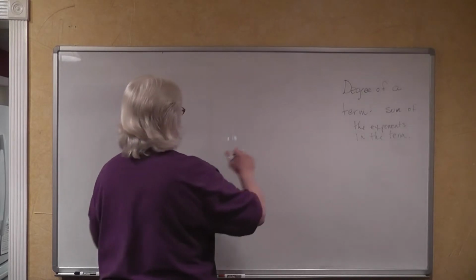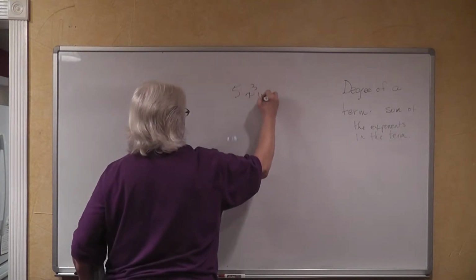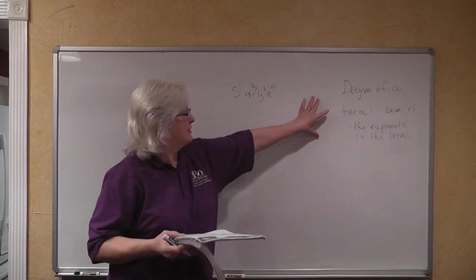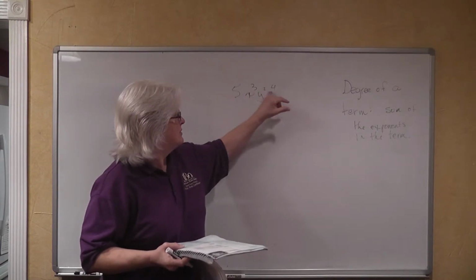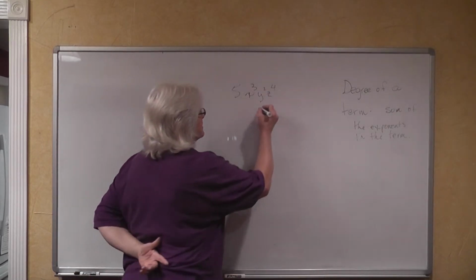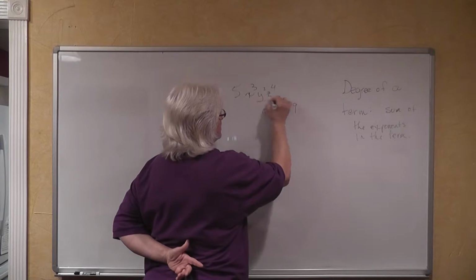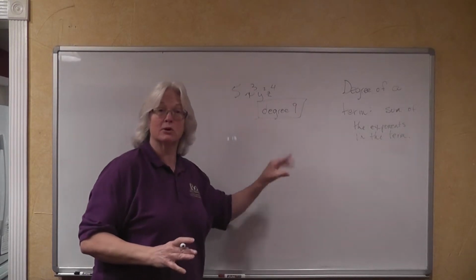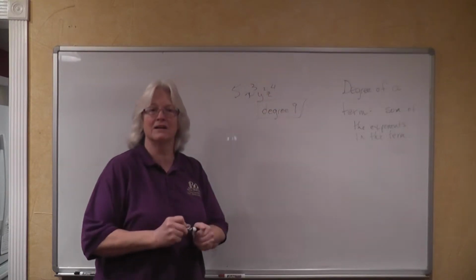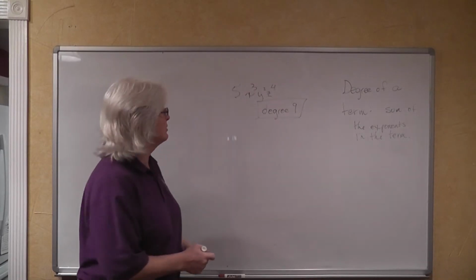So if we have this term right here, 5x cubed, y squared, z to the 4th, I'm just making one up. What does it say the degree of the term is? It's the sum of the exponents on the variables. 3 plus 2 is 5, plus 4 is 9. So this is said to be a degree 9 term. What is the degree of this term? Right here it's degree 9 because you add up all of the exponents on the variables. Now what if we had a term that looked like this?